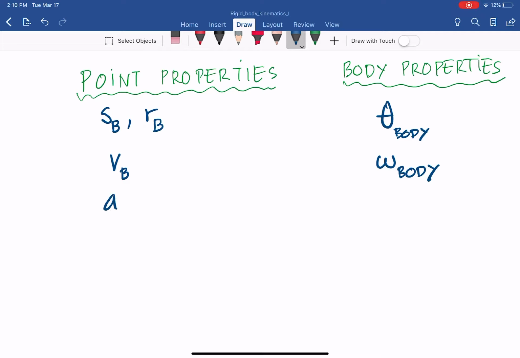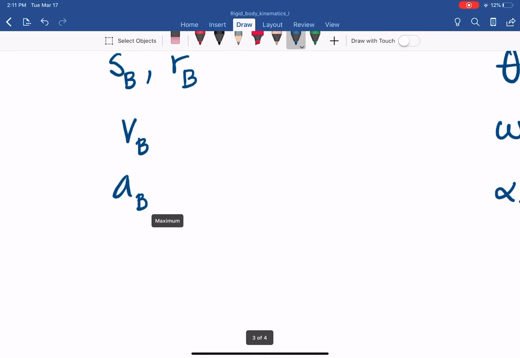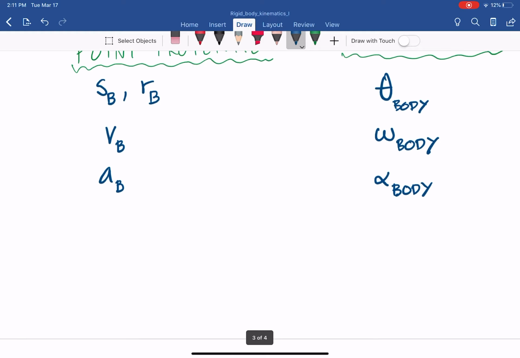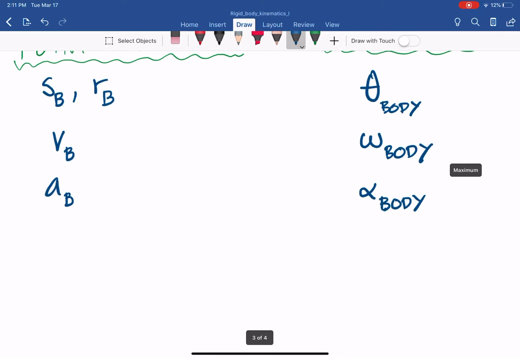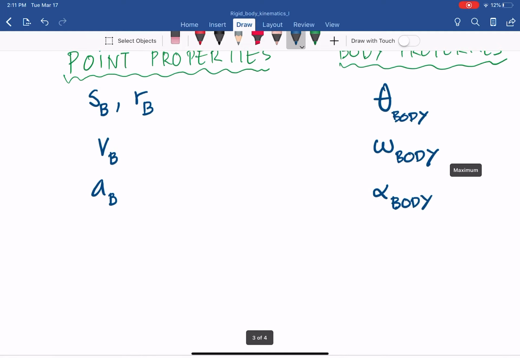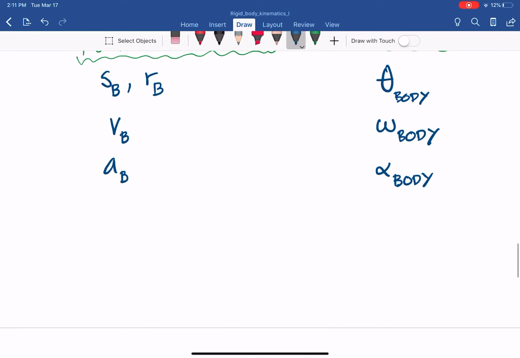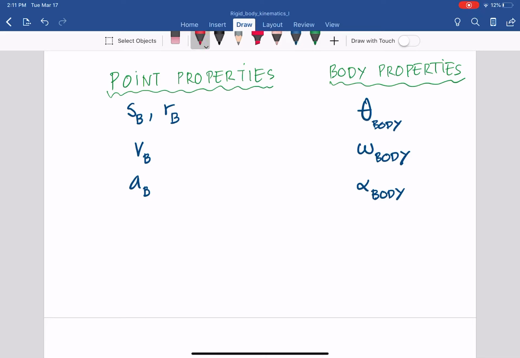Similarly, we have acceleration. Points on the body don't need to have the same acceleration, but we have the same alpha, the angular acceleration, alpha of the body. But for point acceleration, point A and point B may not be the same. That's why you have to specify A_B, V_B, etc. But for the body property, theta, omega, alpha apply to any point on that body. So that's a very important concept for body properties and point properties.